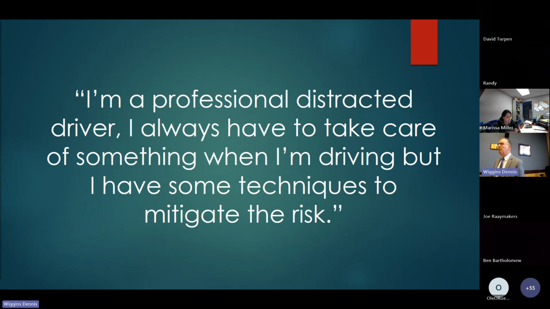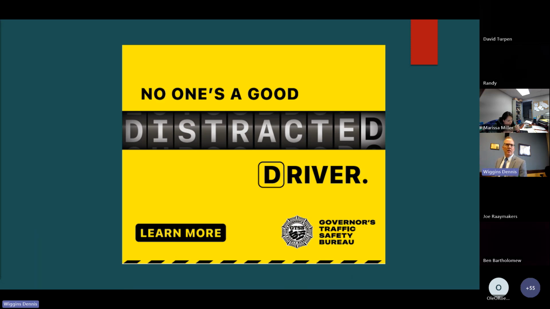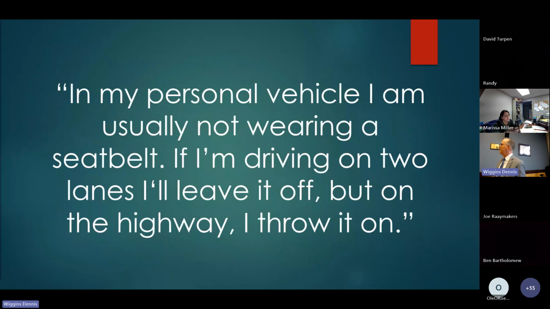We heard it over and over again. People think they're good at it. "I've been driving and staring at my phone for a long time. I know how to do it." So this is another thing that we're just trying to reach these risky drivers to change their behavior. The enforcement, the education, the awareness, everything that we're doing is to try to change this behavior.